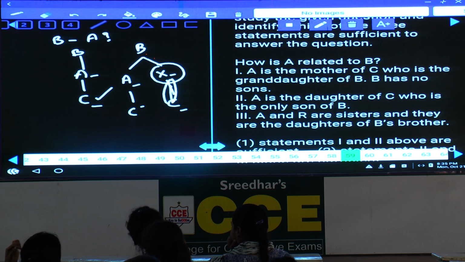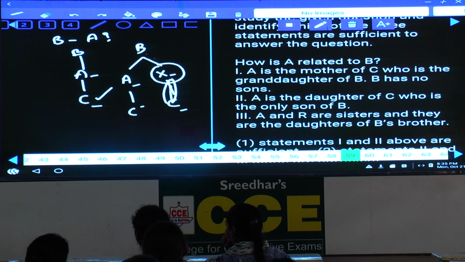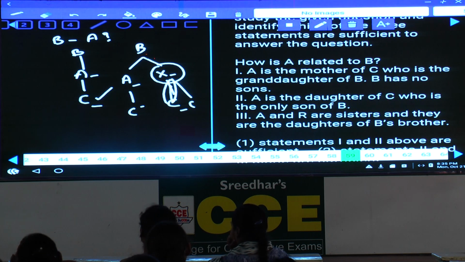No. A is the mother of C. C is the granddaughter of B and B has no son. We gave the statement that A is the mother of C. Now this C cannot be the daughter of these 2 persons A and X. She cannot be the daughter of both. The information is already given here, so the second possibility is not possible.